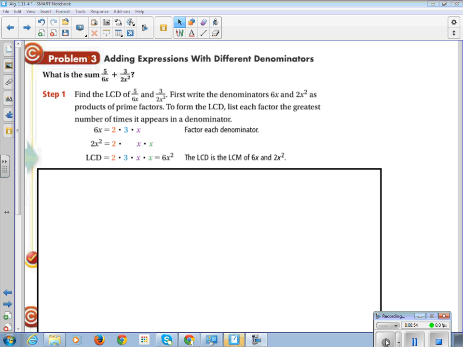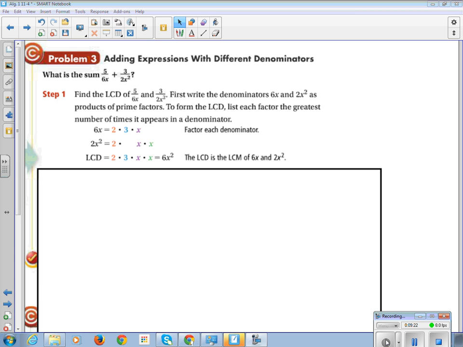Are there other processes? Yes. And can you use one if it works for you? Yes, but if you have no idea, then I would go with this one. So if you break 6x up into its components, it's 2 times 3 times x. If you break up 2x squared into its components, it's 2 times x times x. And then you write down the ones that are common, you only write down once.